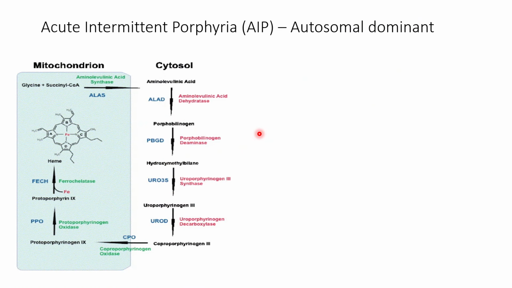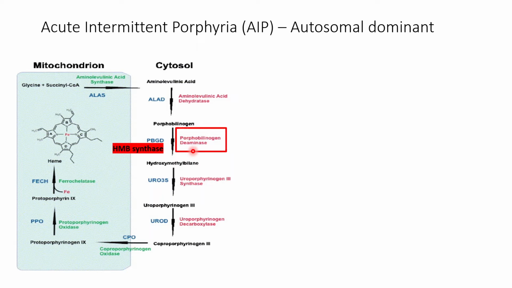Now let us look at acute intermittent porphyria. Acute intermittent porphyria is an autosomal dominant condition. The enzyme which is defective is PBG deaminase, or porphobilinogen deaminase. Again, we have the same heme synthesis pathway. So here the enzyme which is defective is porphobilinogen deaminase. So how do we remember this?